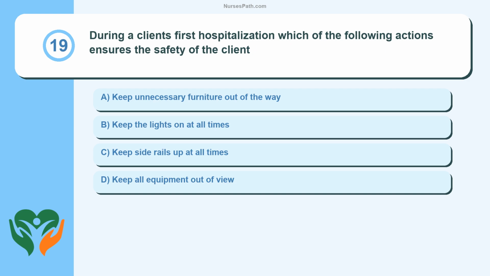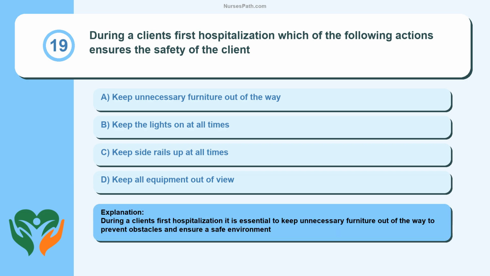Question 19. During a client's first hospitalization, which of the following actions ensures the safety of the client? Keep unnecessary furniture out of the way. Keep the lights on at all times. Keep side rails up at all times. Keep all equipment out of view. During a client's first hospitalization, it is essential to keep unnecessary furniture out of the way to prevent obstacles and ensure a safe environment.